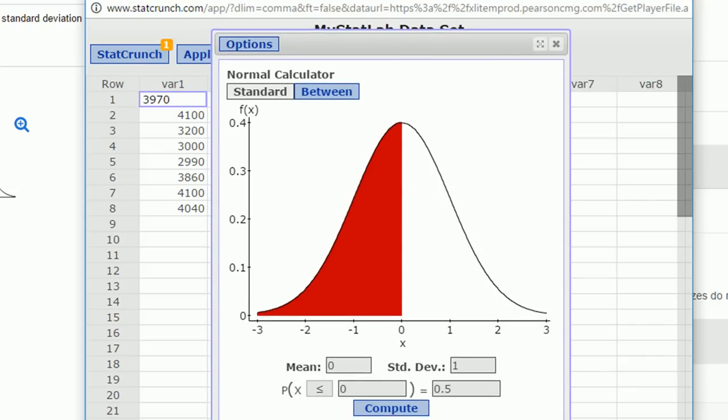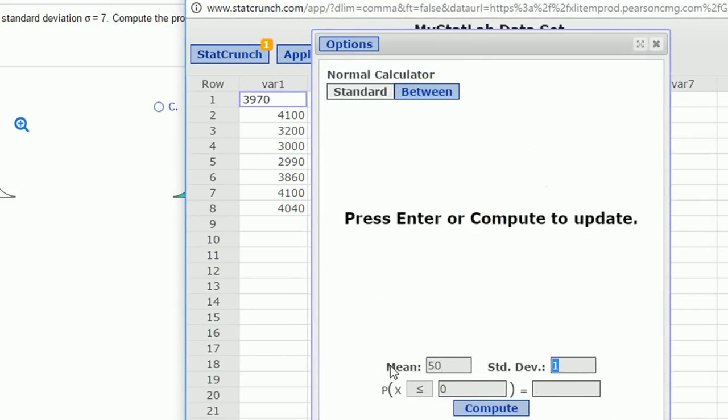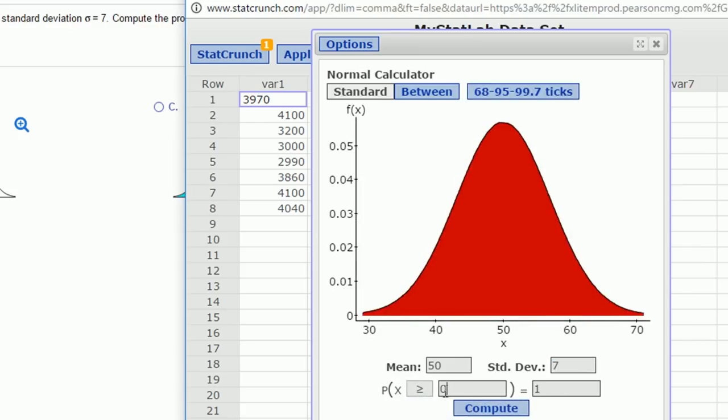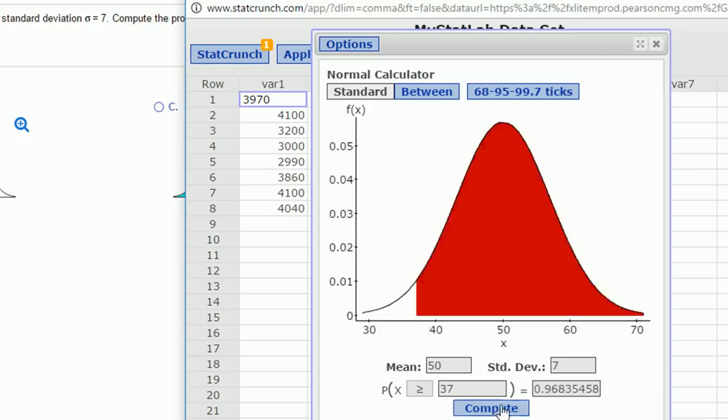We're looking for the probability that x is greater than 37, and we're told the mean of the distribution is 50. Put that in. Standard deviation is 7. And we're looking for x being greater than 37. Notice this says greater than or equal to, and in the problem it's greater than. That doesn't make a difference because for a continuous distribution, there's no probability for equal to 37.